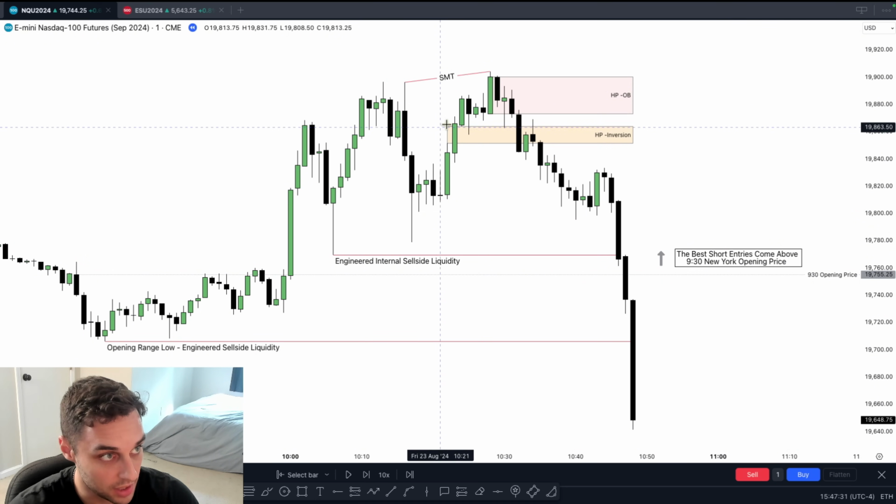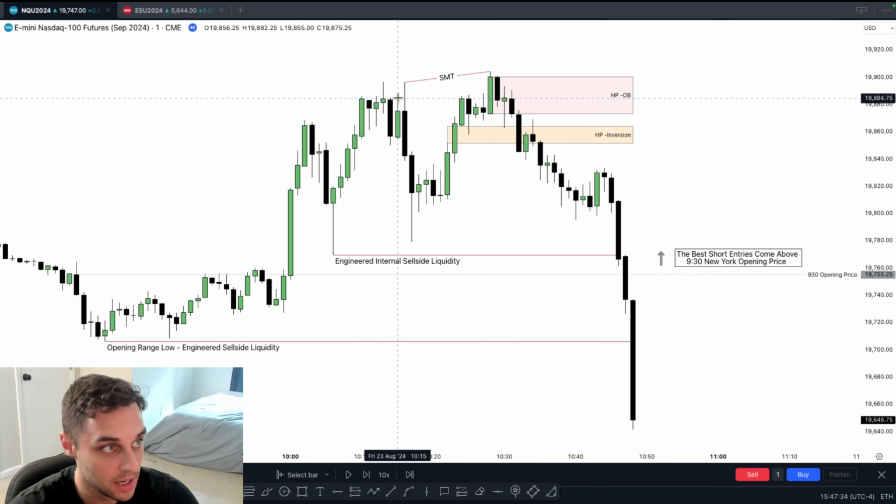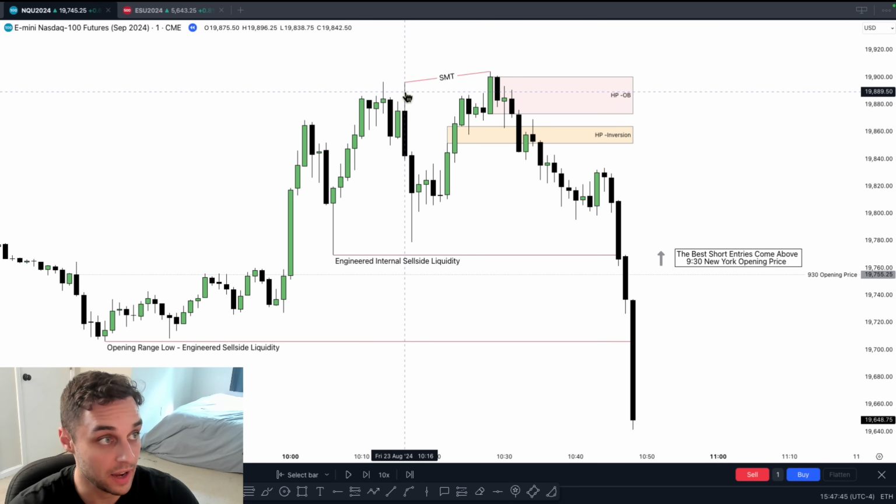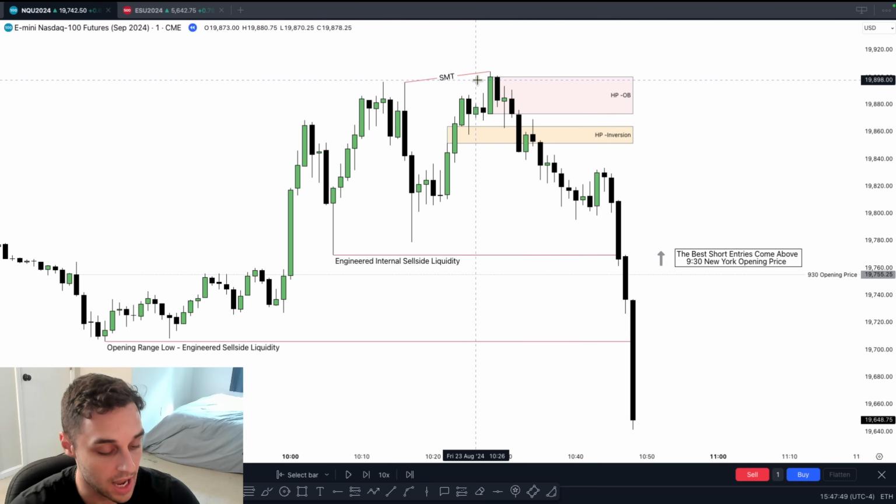So we see price come up one last time at 10:28 and purge this high. This is your SMT between ES. So we'll look at ES after. But while the S&P was failing to make a higher high, NASDAQ, as you can see here, did in fact come up and purge the high once more.